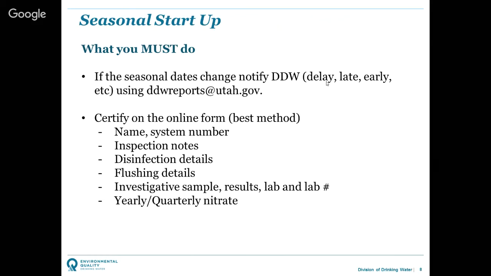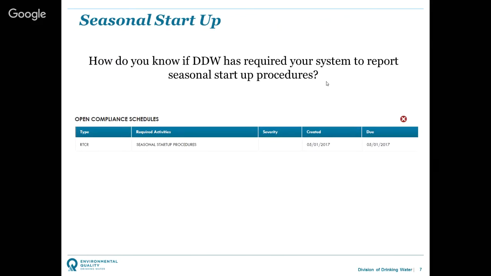The reason for this is, if you're going to open on April 1st, that's the date we have. But because of heavy snowpack or other reasons, you may need to delay the start to June 1st. Then your water system is likely going to get a violation, because if we don't hear anything, we assume that the water system just didn't bother with seasonal startup and opened anyway, in which case the water system gets a violation, which is bad.